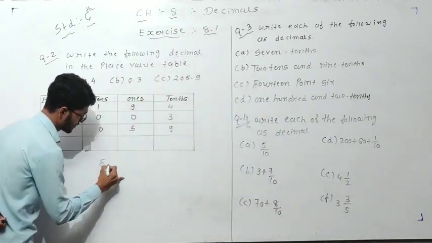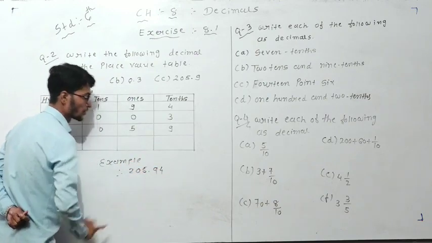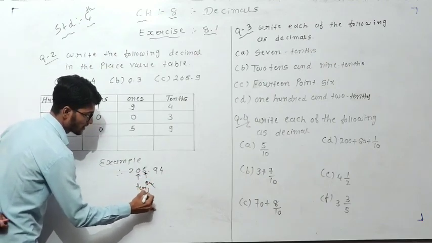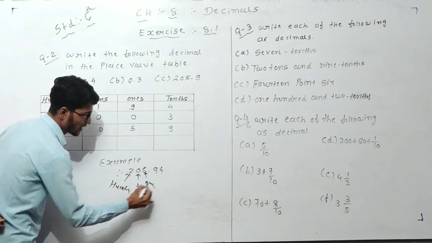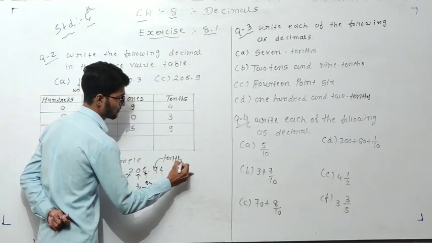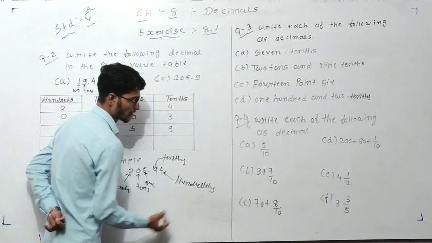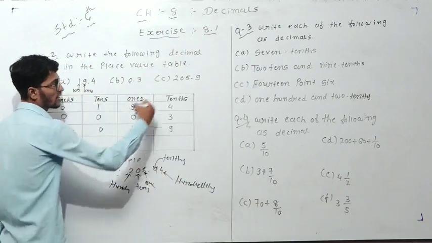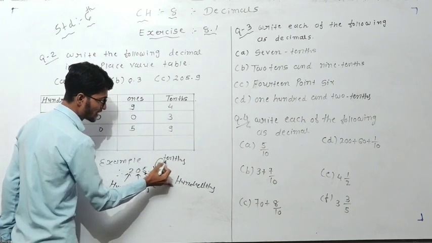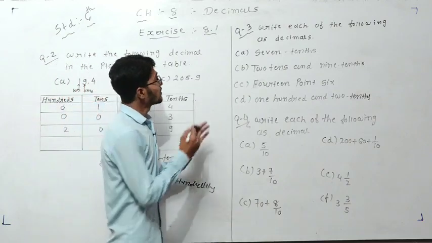Suppose in an example a decimal value is given, 205.94. So this one is called the ones place, tens, hundreds. Here after the point there are 2 digits. The first digit is tenths, but the second digit is called hundredths, right? Suppose this question is to be written in the place value table. So here write one more box and write down the hundredths place. In the tenths place put 9 and in the hundredths place put 4. Clear?